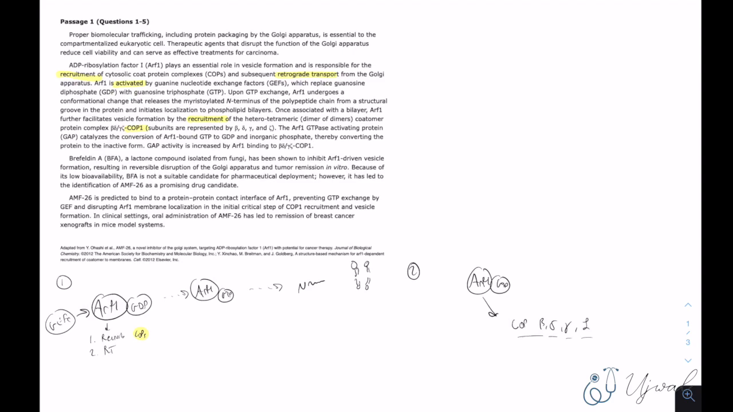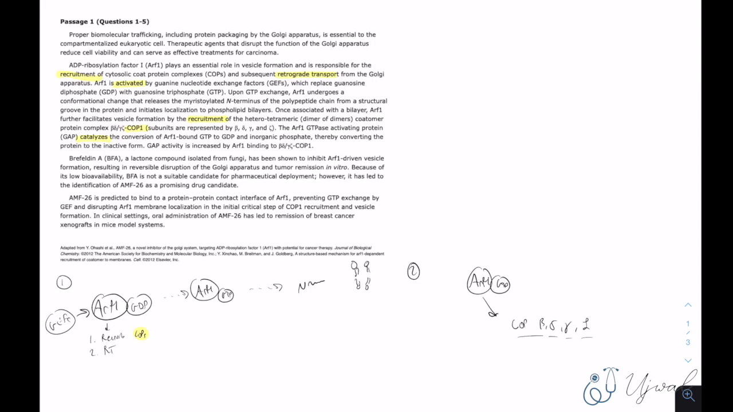All right. ARF1 GTPase activating protein. So we got GAP right here. It's going to catalyze the conversion of ARF1-bound GTP to GDP and inorganic phosphate, thereby converting the protein to the inactive form. Okay, so that's an important piece of information. Catalyzing, another keyword right there. So what's going to happen?